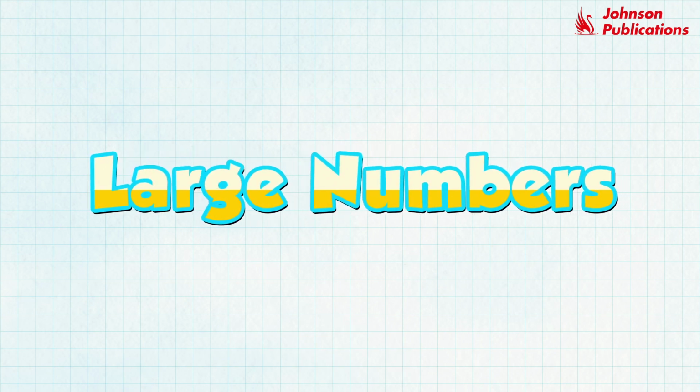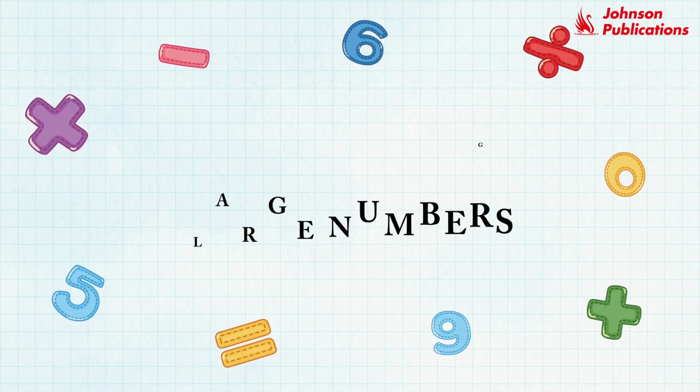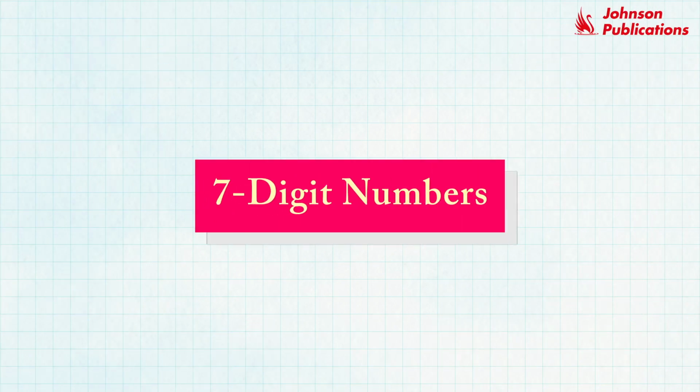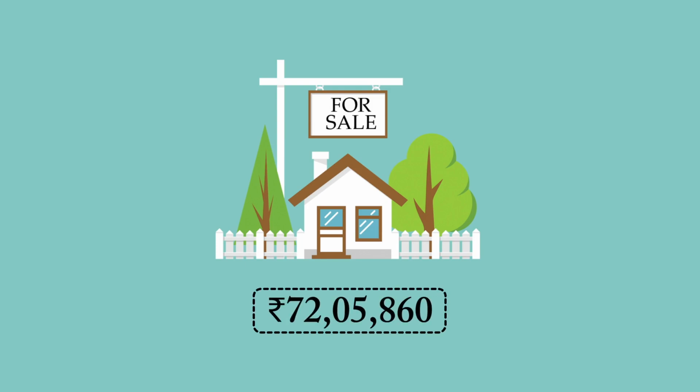Large numbers. Introducing large numbers. Let us learn about 7-digit numbers. The cost of a house in Nagpur is this. This number is a 7-digit number.